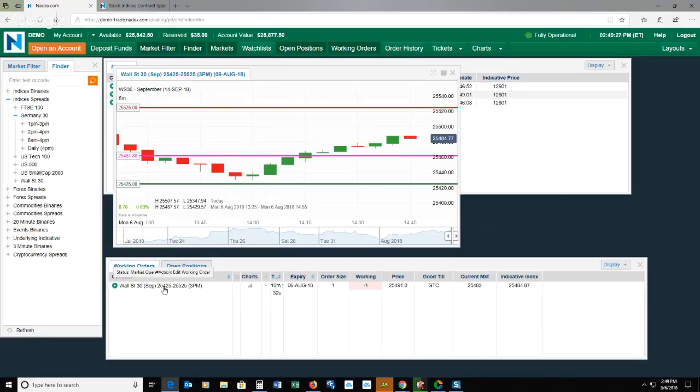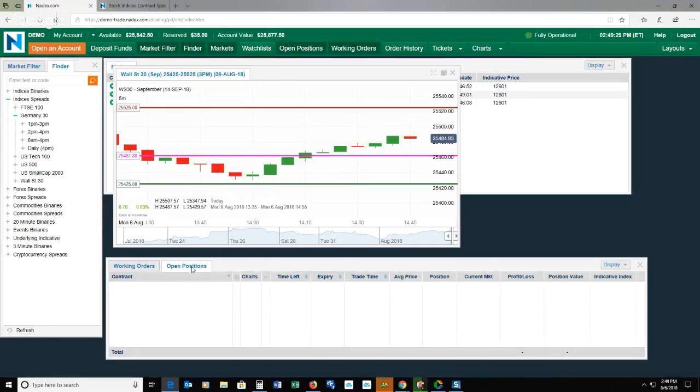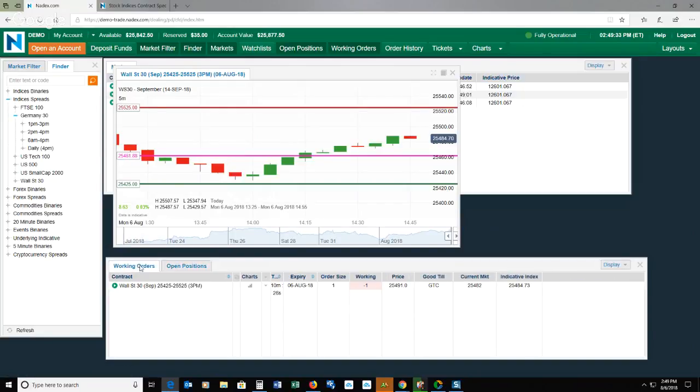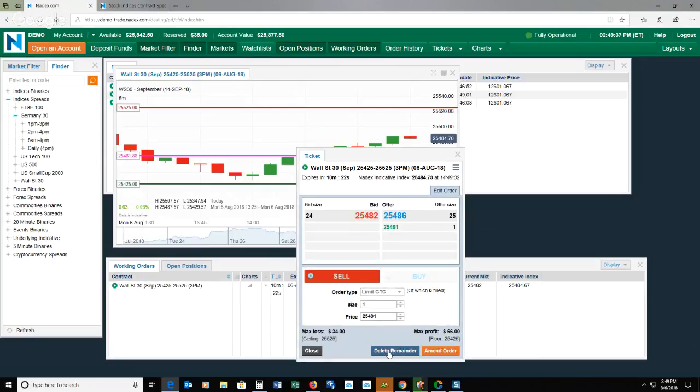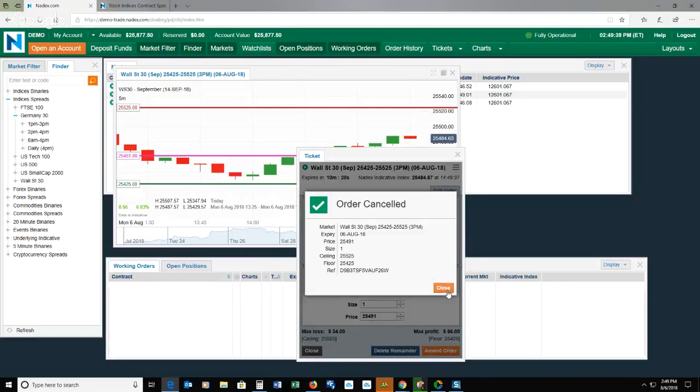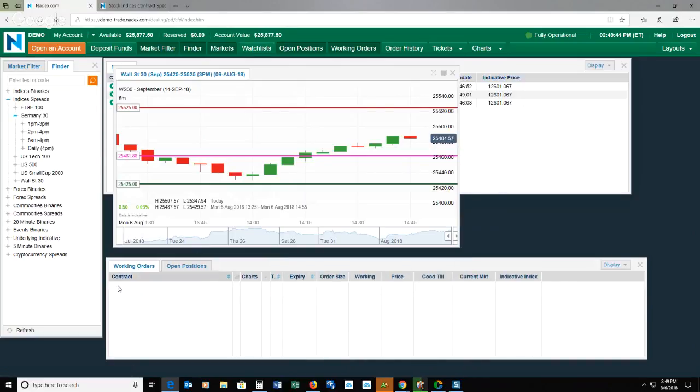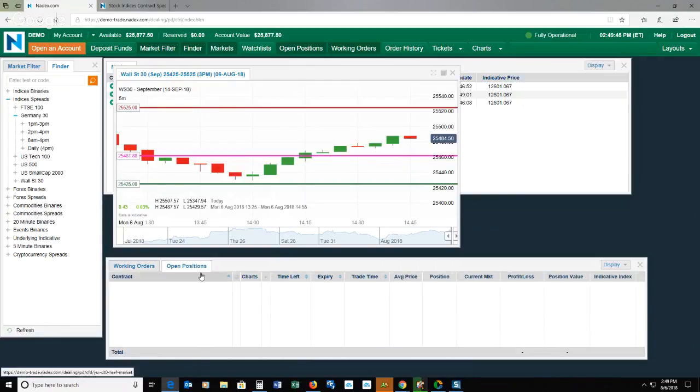So anytime you exit an open position, make it a habit to go over and check your working orders to make sure that you delete your working order. And just make sure you have no working orders, your open positions are exited, and that way you have taken your profits correctly and you do not have that random order still sitting there.